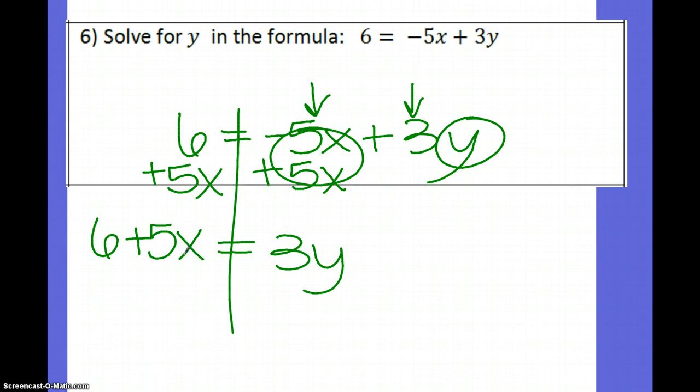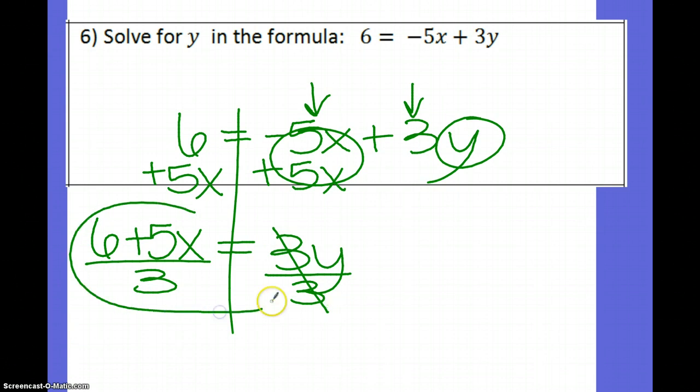The y is not by itself yet. We need to get rid of the 3. So 3 next to the letter y, they're multiplying. So we do the opposite and we divide out 3. 3 over 3 is 1. And so this is y right here. Y is equal to 6 plus 5x over 3.